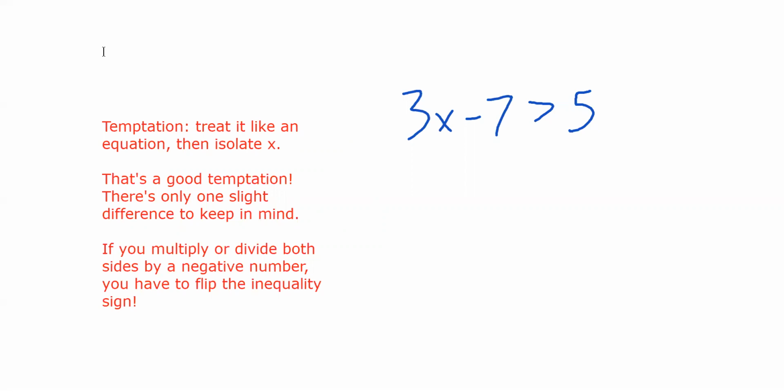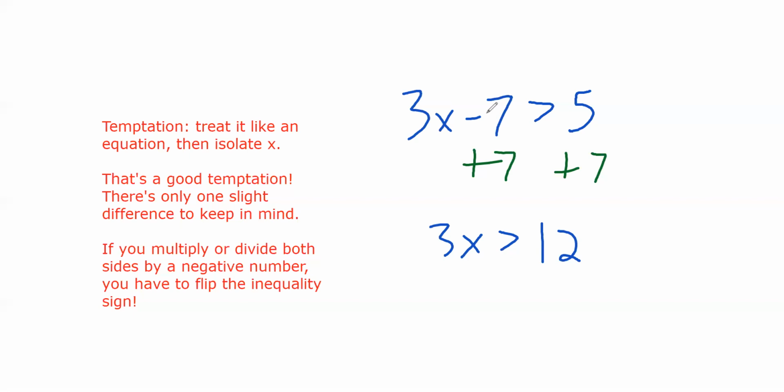So let's try solving this one. 3x minus 7 greater than 5. Exactly. So we'll do it step by step. We'll add 7 to both sides. Now, did we multiply both sides by a negative number or divide both sides by a negative number there? No, we just added a number. You can even subtract a number from both sides. You can add a negative number. That doesn't matter. It has to be multiplication or division.